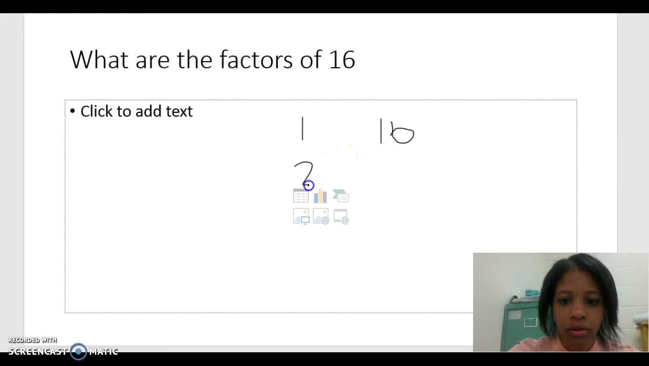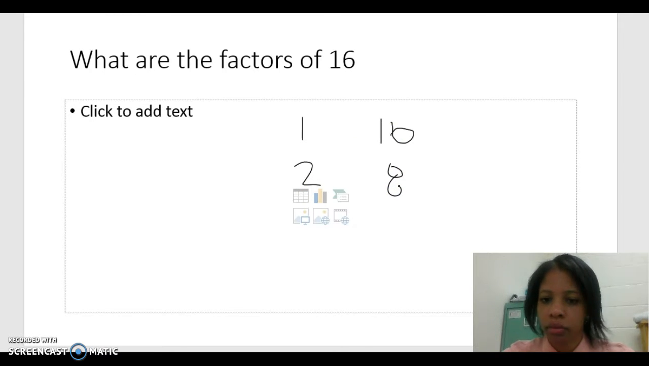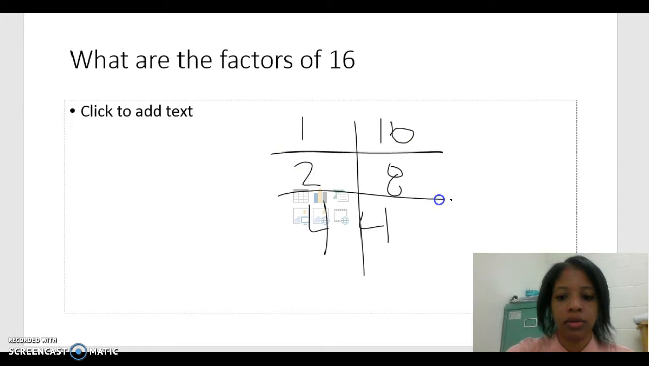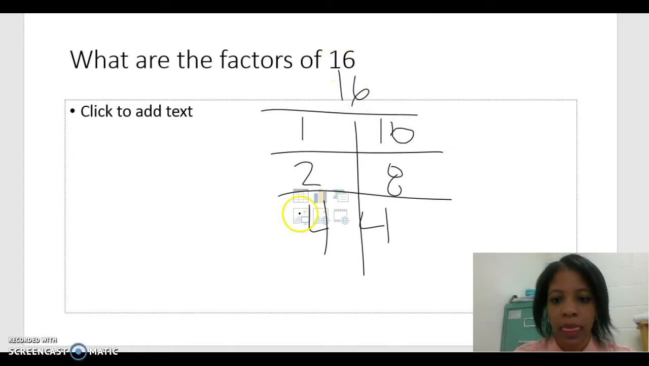I know I have 2, and 2 times 8 is going to give me 16. 3, no. 3 times nothing gives me 16, so I'm going to skip that. And 4, I know 4 times 4 is going to give me 16. So these are going to be my factors of 16. And it's easiest if you write them in table form so that the numbers that multiply together are across from each other, and then you just have each pair going down the column.